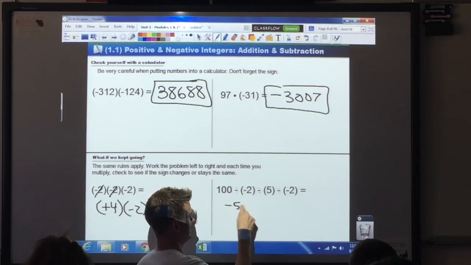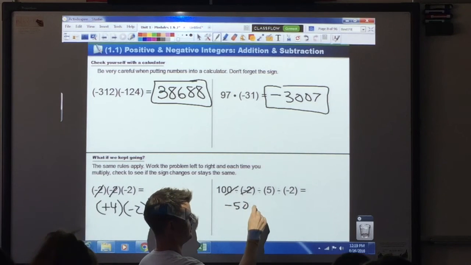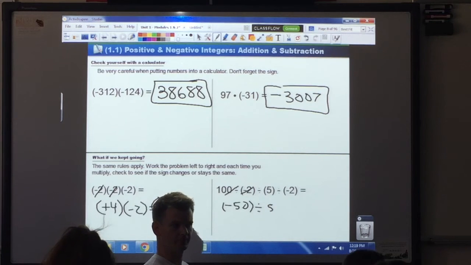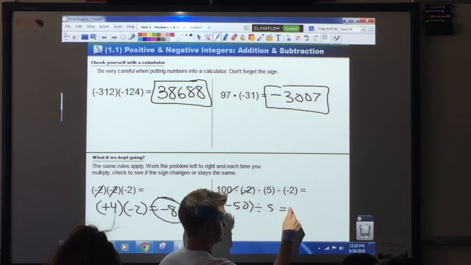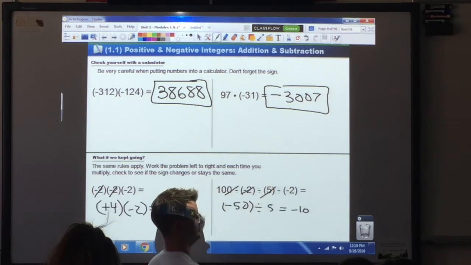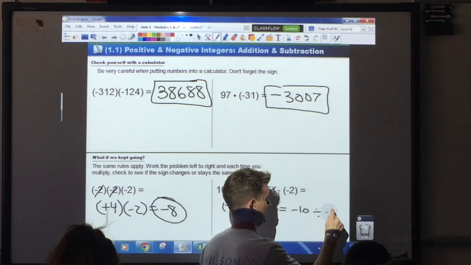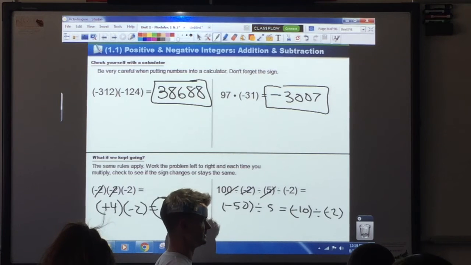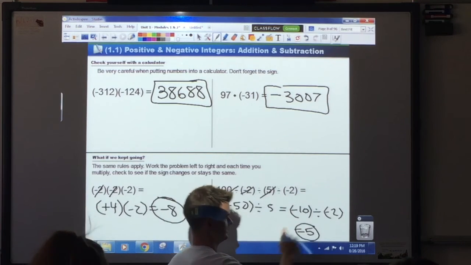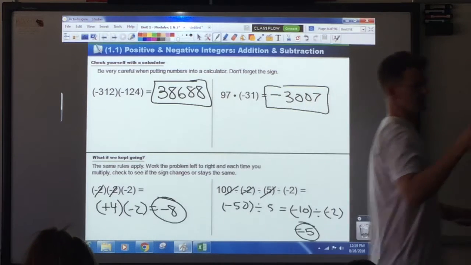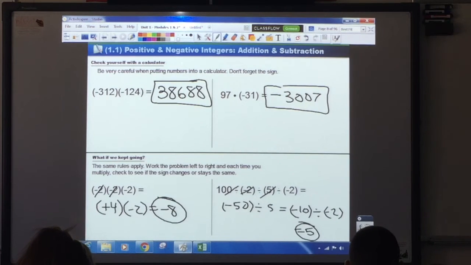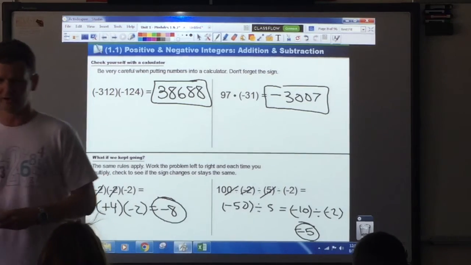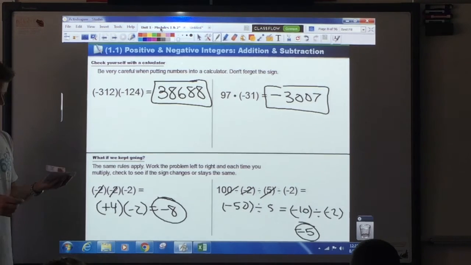Negative 50. Okay, so negative 50, those are done. Negative 50 is now going to be divided by a positive 5. What's that going to be? Negative 10. And I have one more number to go. I'm going to divide negative 10 by negative 2. And what's that give me, Mr. Francois? Positive 5. Two negatives make a positive. So you just have to realize that the rules continue on. You multiply two negatives, you get a positive. You multiply by another negative, then it's negative. The rules just continue on. It's not some crazy idea that makes no sense.